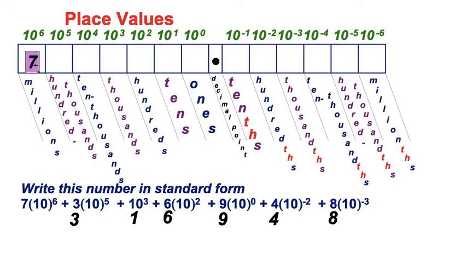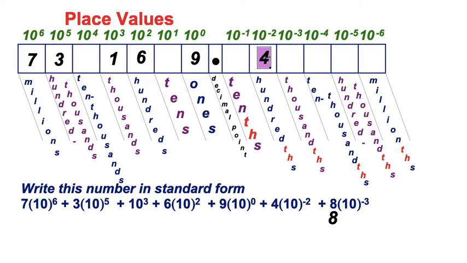Say, look, this 7 goes in this box. The 10 to the 5th power is here. Do you see any 10 to the 4ths? I do not. 10 to the 3rd. I only see one of them. I see a 6 in the 10 squared. I see a 9 here. 10 to the 0 power.